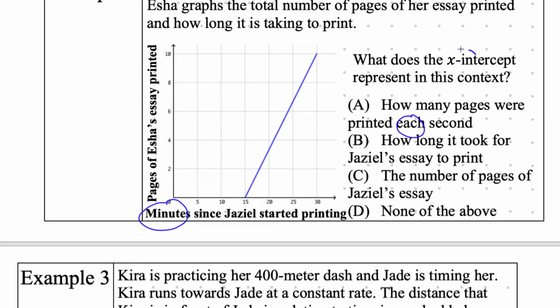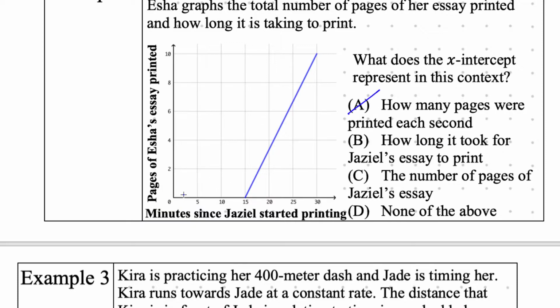If it asked what does the slope represent, it would have been A, but it's asking about the x-intercept. So B, how long it took for Haziel's essay to print. Well, the units are correct there. So it's minutes and how long it took. Those two seem to match up. Let me uncircle some things. So it could be B, and let's think about that.